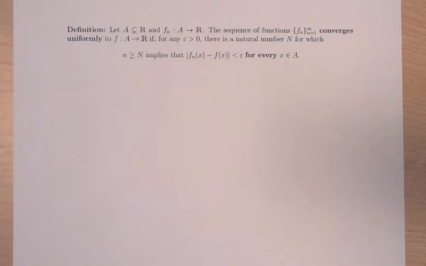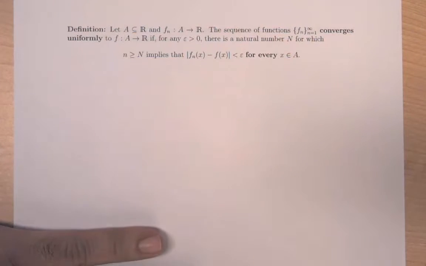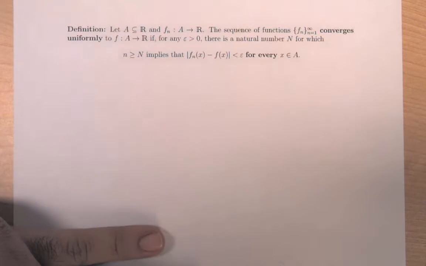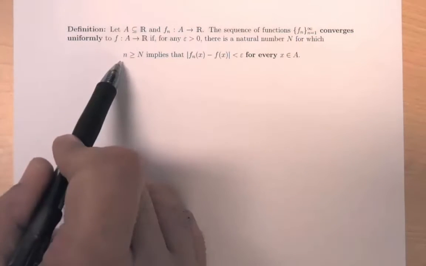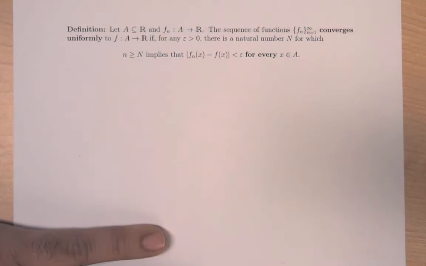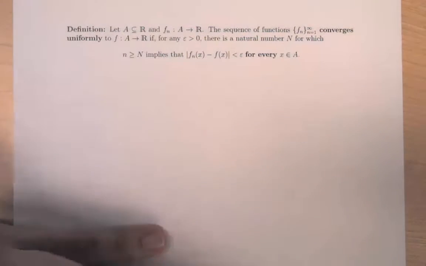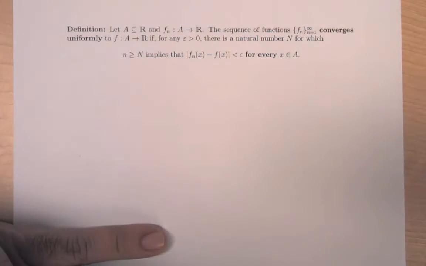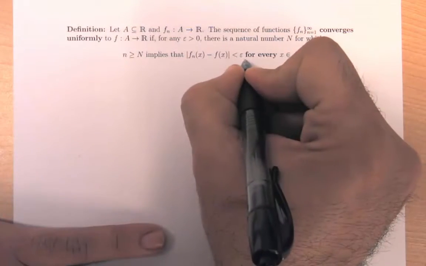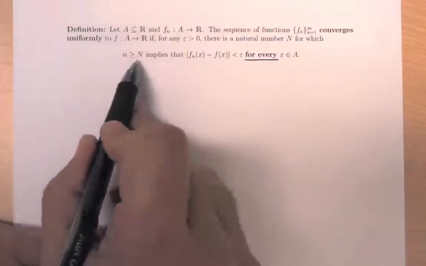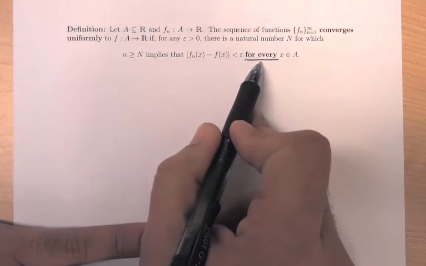So there's a stronger notion of convergence called uniform convergence. Suppose A is a subset of the real line, and fn maps A to R. The sequence of functions is said to converge uniformly to f if, for any epsilon, there is a natural number N for which n greater than or equal to big N implies that |fn of x minus f of x| is less than epsilon for every x in the domain. And the key notion here is for every. The same capital N works for every x.